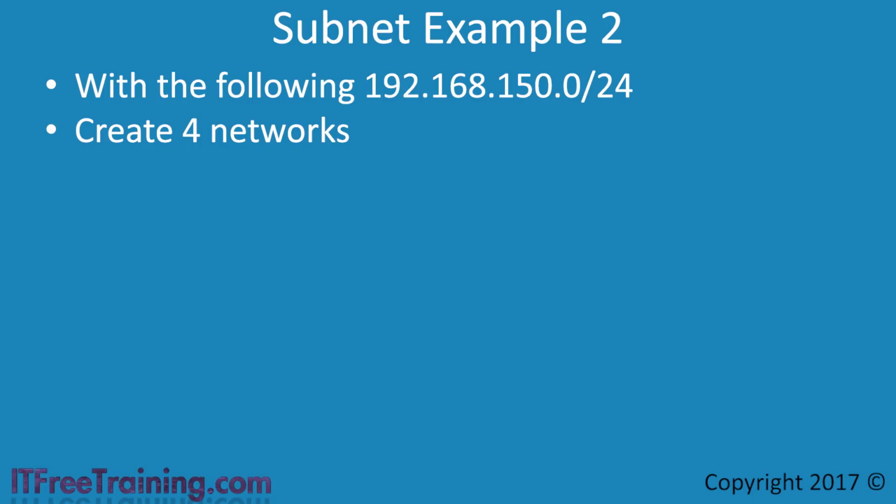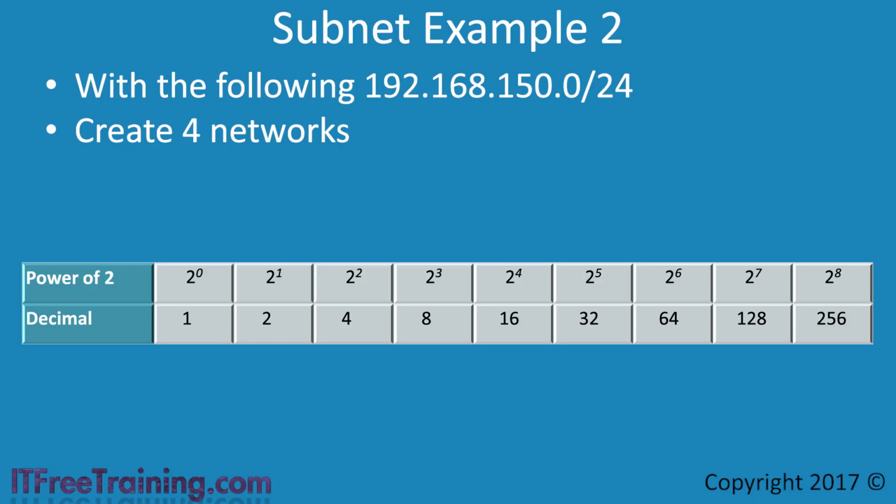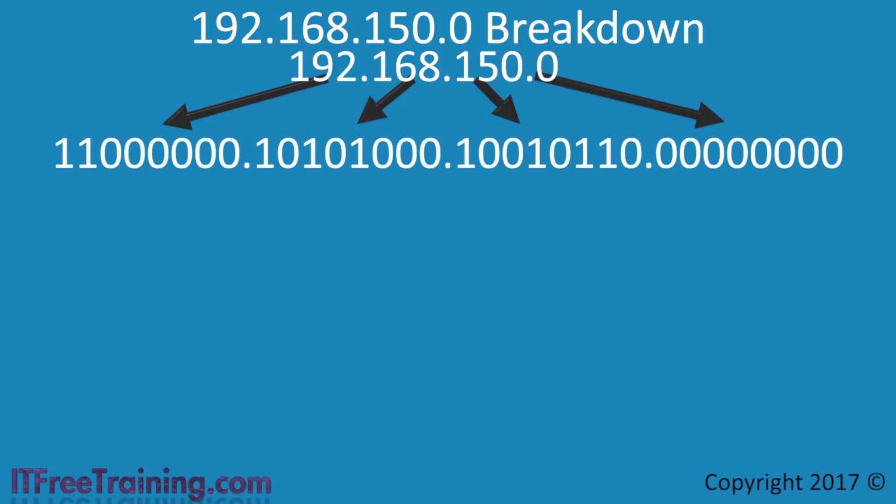To start with, I will need to work out how many bits I will need to use in order to create 4 networks. To do this, I will look at the power of 2 table. Since I require 4 networks, I will need 2 bits, since 2 to the power of 2 gives us 4. This is good because there is no wasted subnets. I will now have a look at how the address can be broken down into subnets. To do this, take the address you want to break down into subnets and change it to binary.